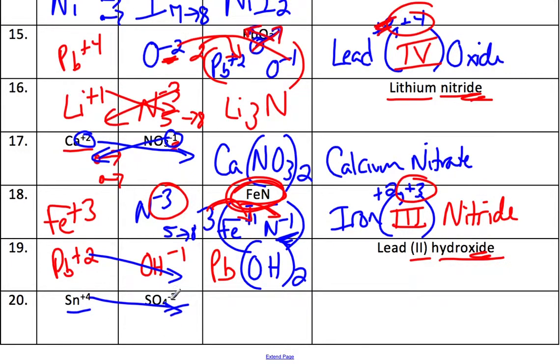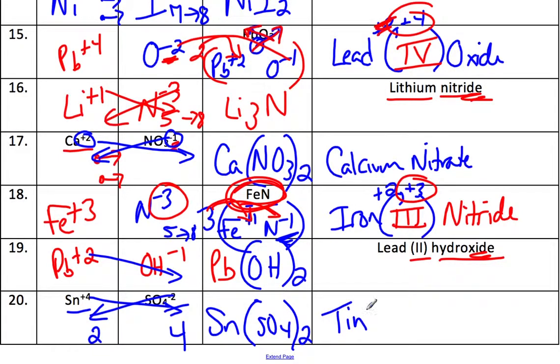Finally, Sn +4, sulfate is -2. If I crisscross it, watch what happens. I end up with a 2 over here and a 4 over here. This can be reduced. So it's Sn1, imaginary 1, and then SO4, and I'm going to write a 2 after it, so the SO4 has to go in parentheses. So this is tin, and tin had a +4 charge.